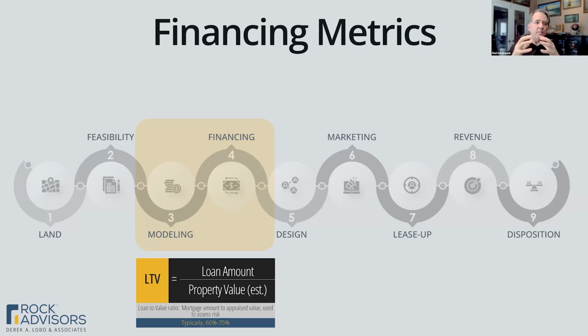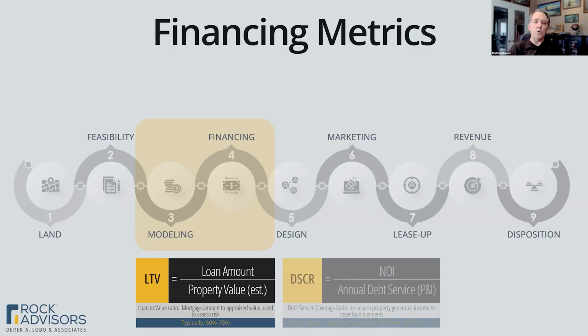And typically 60 to 75% is somewhere in the range of what they're looking for, but it all changes. It changes with marketplace, it changes with dynamics, it changes with the lender. But loan to value is definitely an important metric used by these lending institutions.